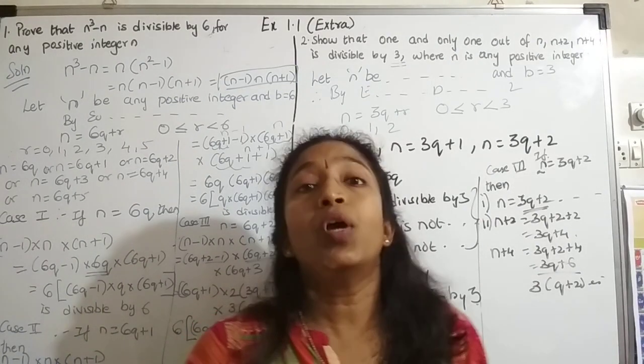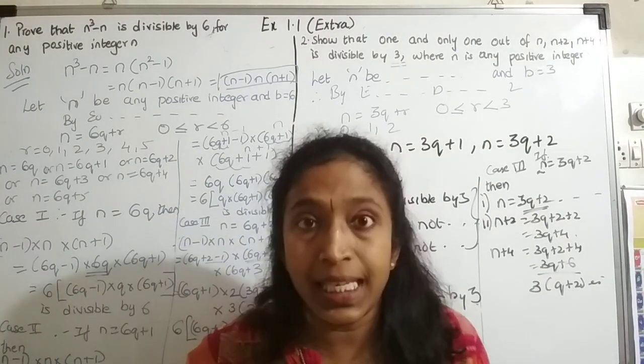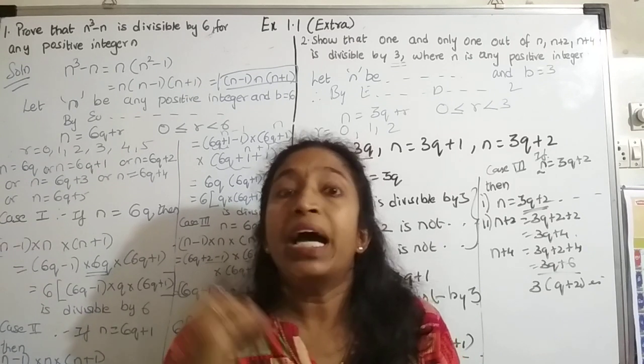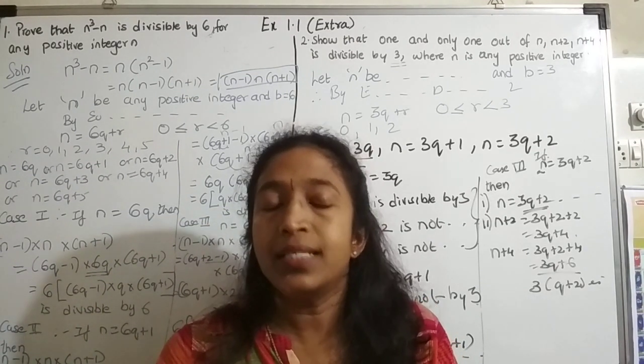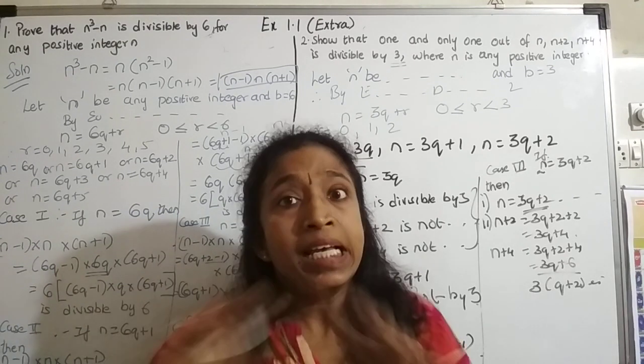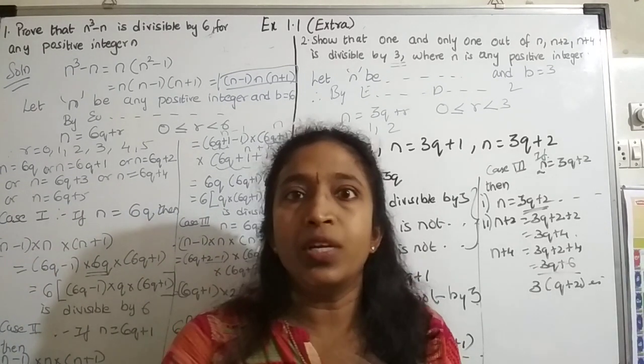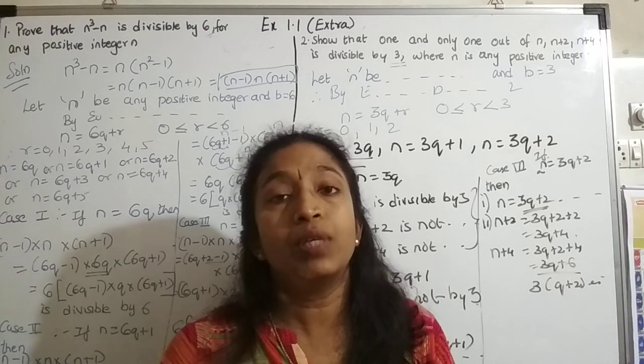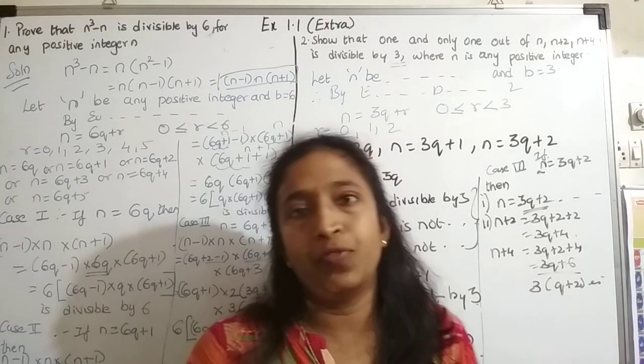I hope you have understood this extra question very nicely. Do practice it with numbers, first understanding it practically. Once you understand, then you just have to put it in words. The same words are repeated: we write what a is, what b is, and then by Euclid's division algorithm. When you practice it, then you can be very perfect.